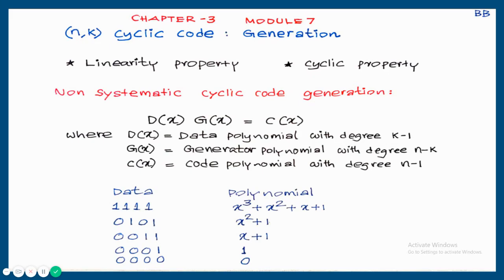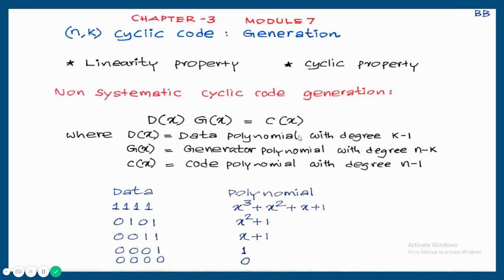Non-systematic and systematic cyclic codes are available. First, we will study the non-systematic cyclic code generation procedure. Cyclic codes are going to be generated using polynomials. Whatever the data is, it will be converted into polynomial format, that is called d of x, the data polynomial. Instead of a generator matrix, we use a generator polynomial, and the product is called the code polynomial. This multiplication method is used for non-systematic cyclic code generation. This is not the method for systematic cyclic code generation. That we will study later.